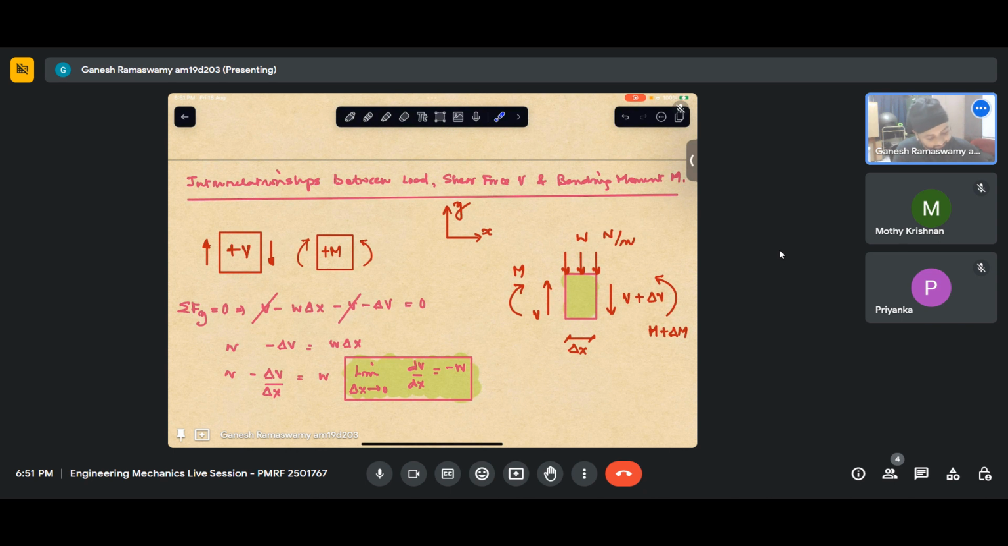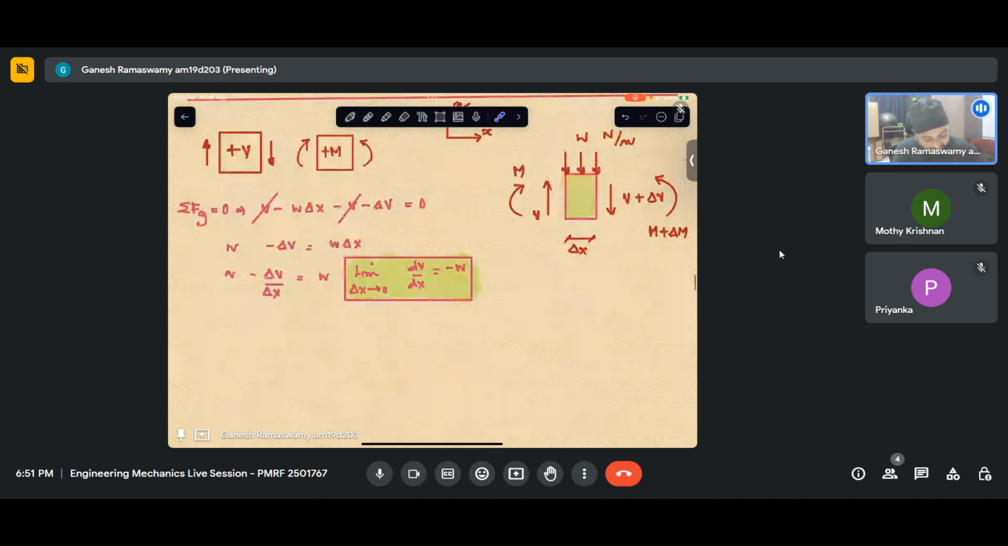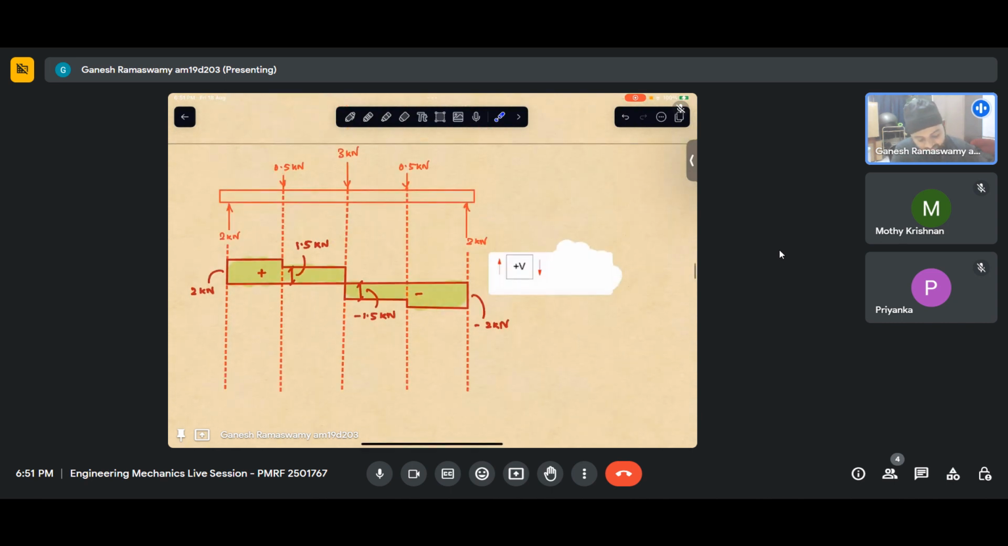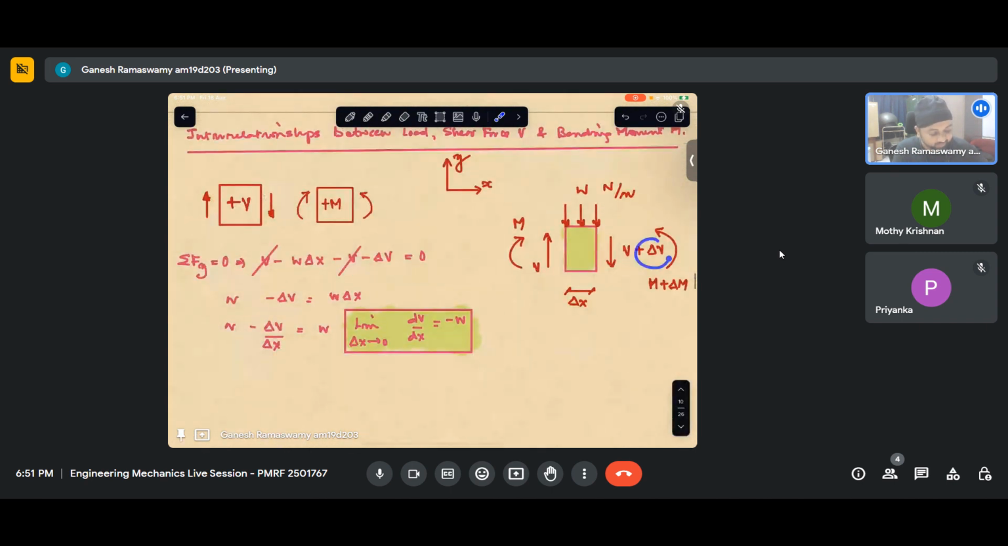And then I have minus V minus delta V. Why this delta V? Because as I go along, we saw that from one section to the other, in the previous example, in this section we had some shear force, then it abruptly changed. It abruptly changed because I have a concentrated load here. Instead, if I had a distributed load, it will gradually change without a sharp jump. So that change is being captured in delta V and delta M.